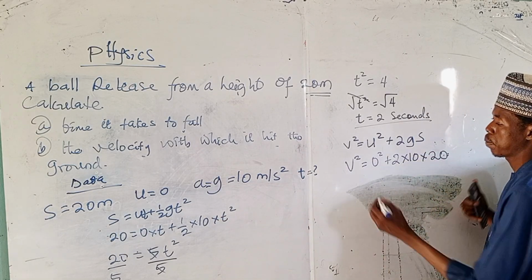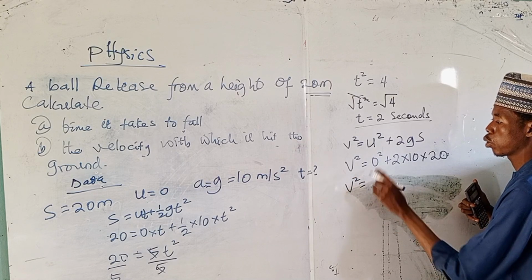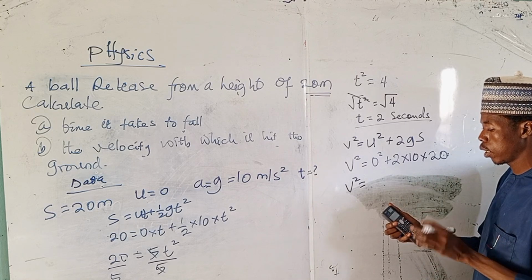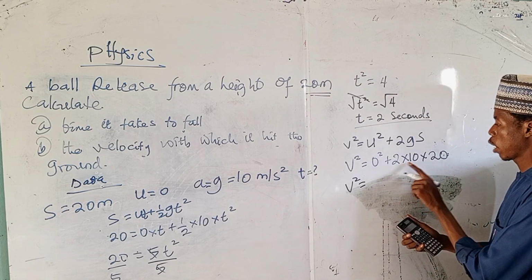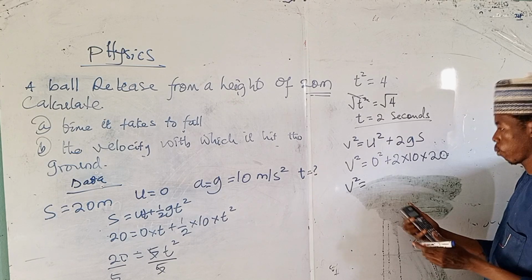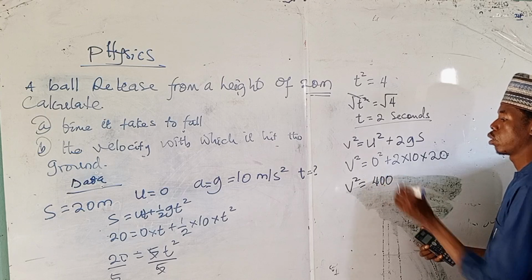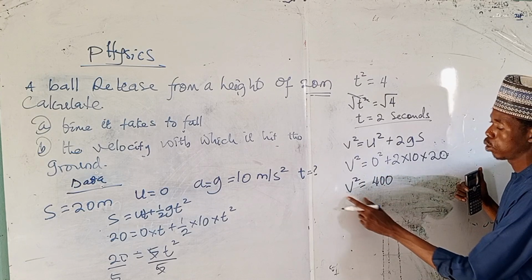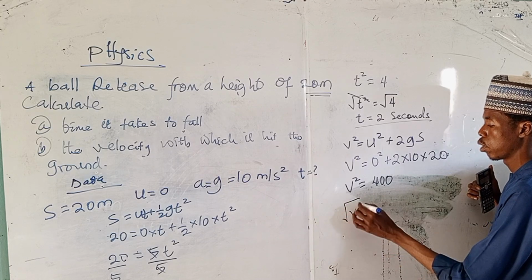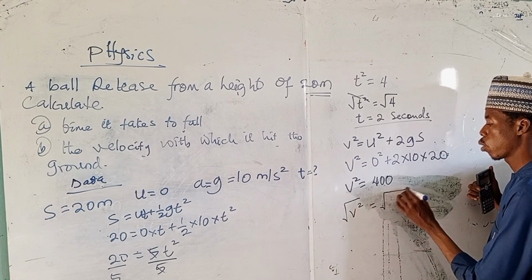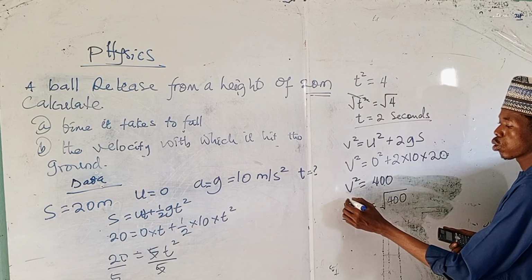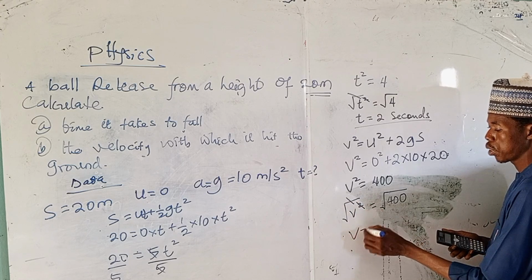So now we have V squared equals 0 squared, which is 0, and 0 is nothing. We have then 2 times 10 times 20, which is 400. And we want V, not V squared. So let's take the square root of both sides. Square root of V squared equals square root of 400. So the square root cancels the square, we have V alone.